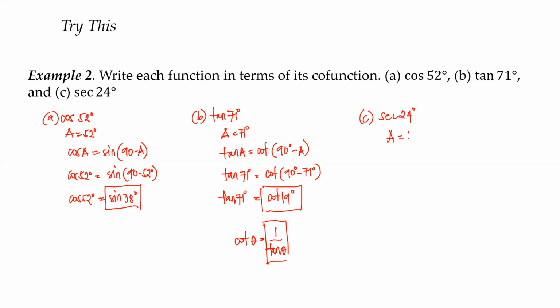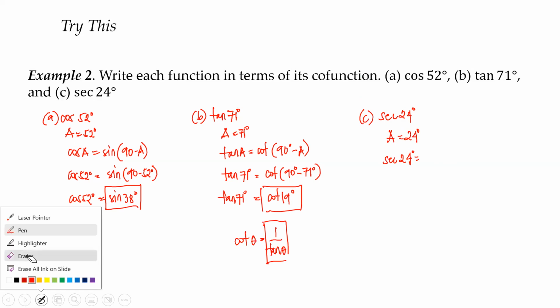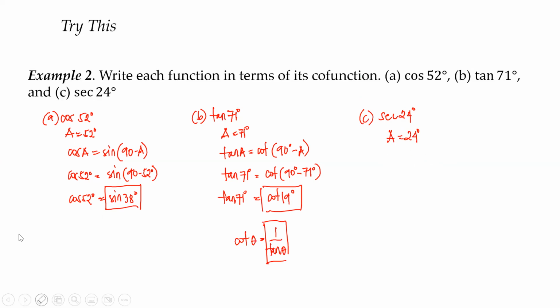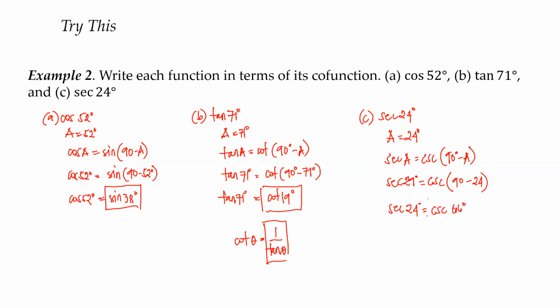Letter C, secant 24 degrees. If A is equal to 24 degrees, secant A is equal to cosecant of 90 minus A. So secant 24 degrees is equal to cosecant of 90 minus 24, which is equal to cosecant 66 degrees.